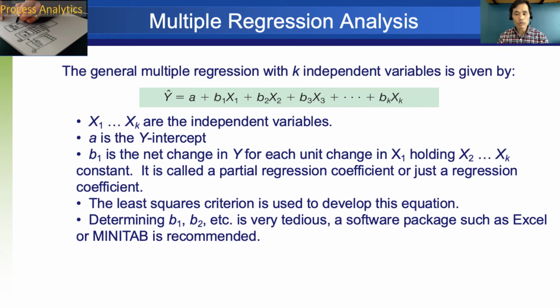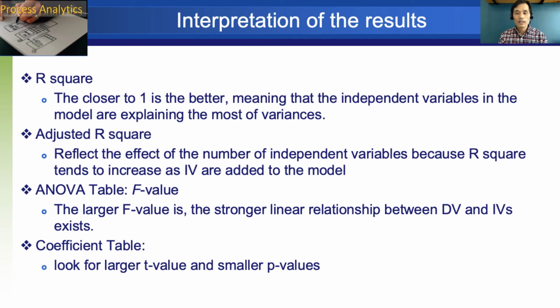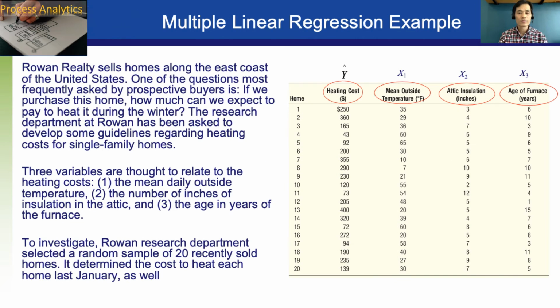Just like the simple linear regression, we are interested in finding the slope of each independent variable here, beta 1 to beta k. Usually, statistical software is used to calculate the slopes because it can get quite complicated. In multiple linear regression, we should pay attention to a few important statistics such as R-square and coefficient table. Let us take an example and understand multiple linear regression together.